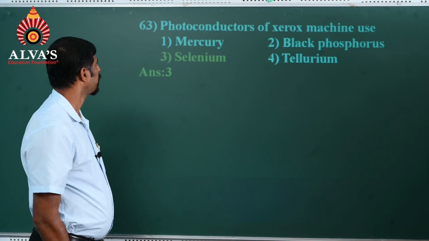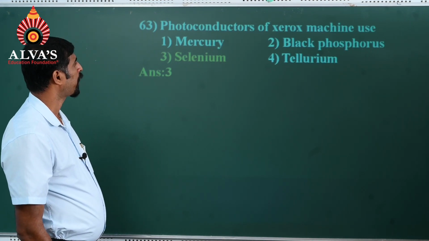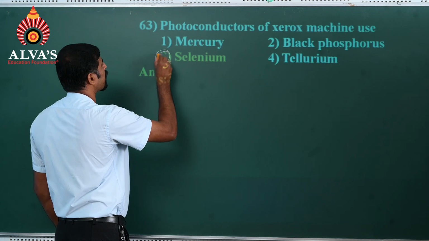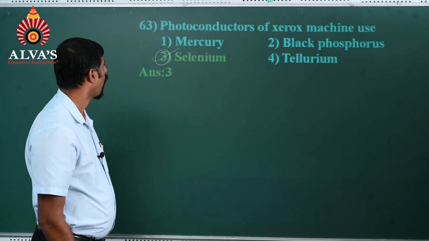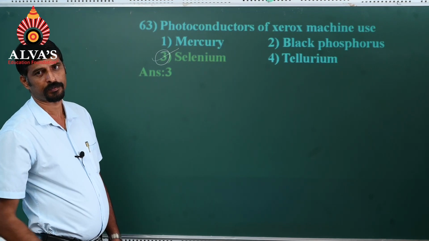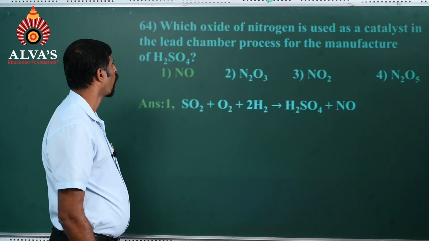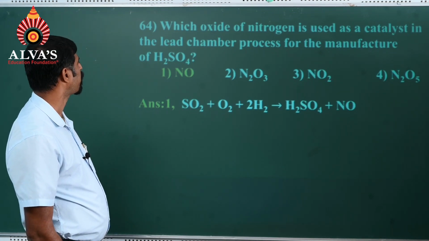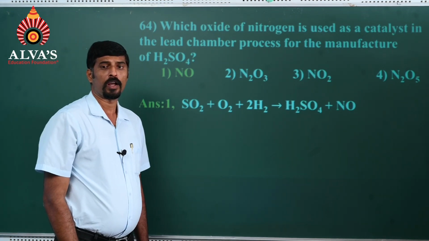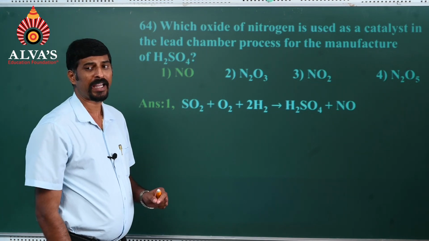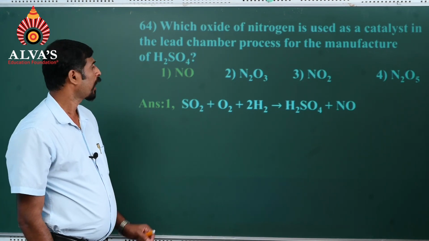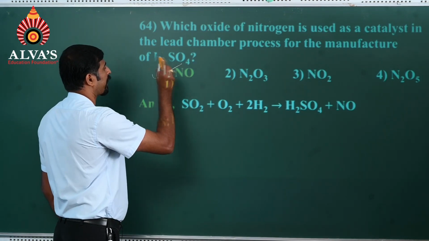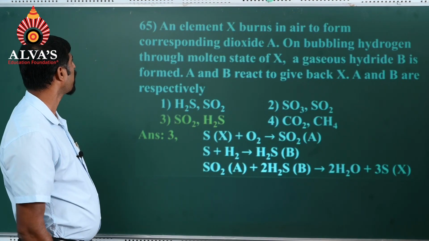Next question number 63. The photoconductor of the Xerox machine uses... Please remember it is a fact question, that selenium is used in the Xerox machine. Therefore option third is the right answer. Next we'll move on to question number 64. Which oxide of nitrogen is used as a catalyst in the lead chamber process for the manufacture of sulfuric acid? So the manufacture of sulfuric acid is done by the lead chamber process where NO is used as a catalyst. Therefore option first is the right answer.